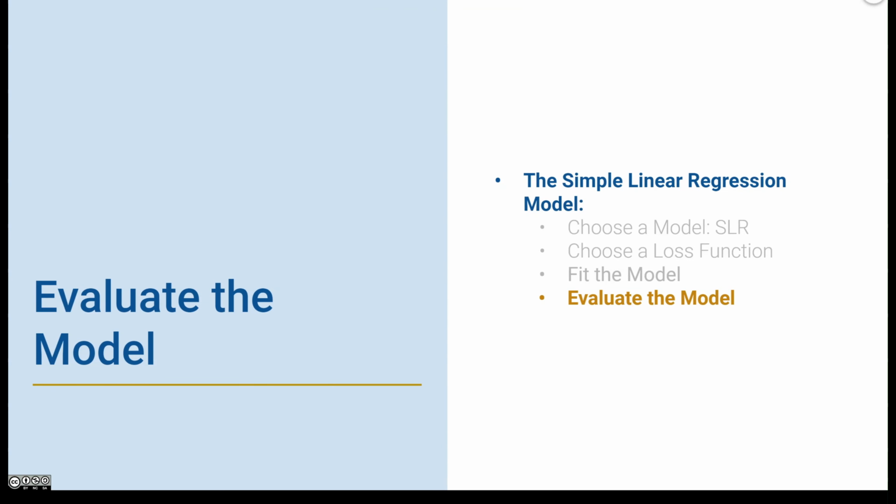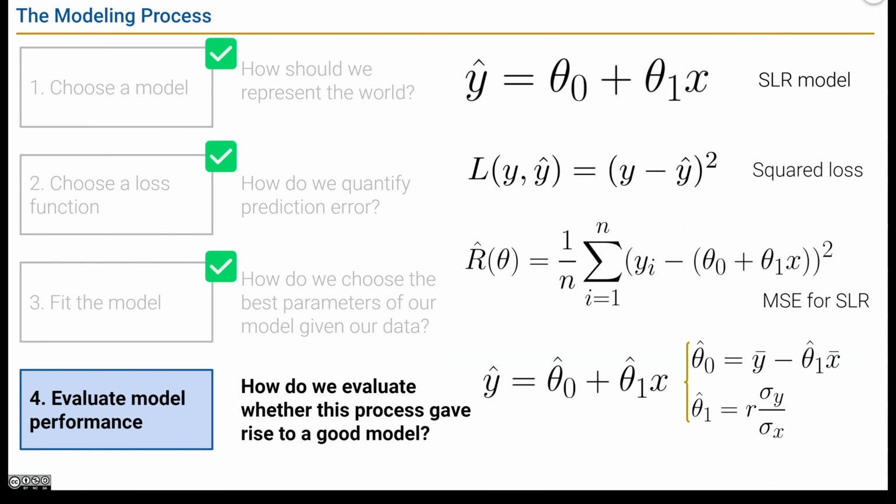Now we're going to look at how we can evaluate our simple linear regression models. So we're at this phase in the modeling process, the fourth step, and we have solutions. We now know how to find our best slope and our best intercept for a given set of data if we're trying to fit a linear model.